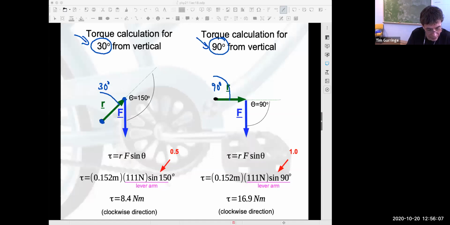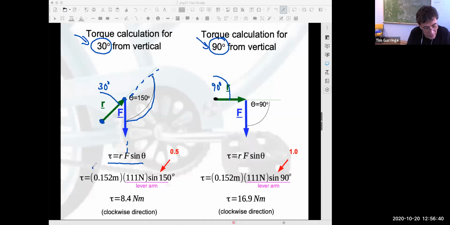And importantly, what counts is the direction between the vector r and the vector F. And that's this angle here. And that's 150 degrees from the geometry here. And so that's the angle theta that will go into calculating the torque. Okay, so here's the equation for the torque.